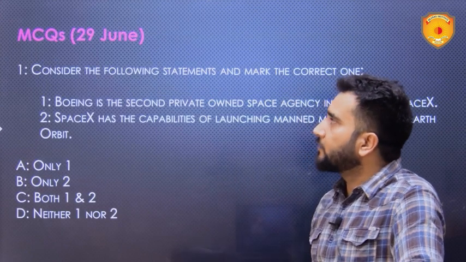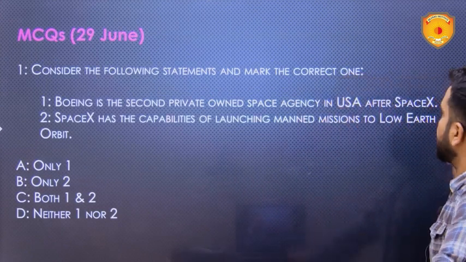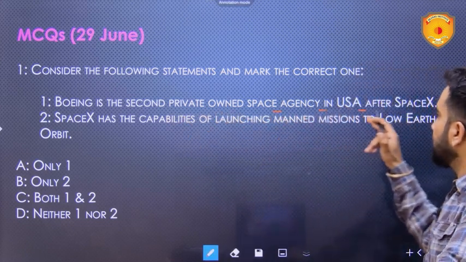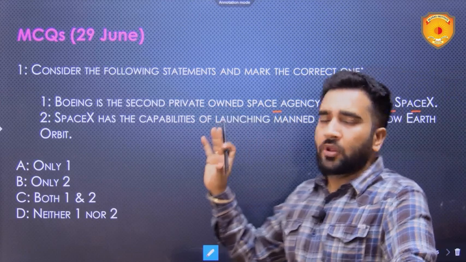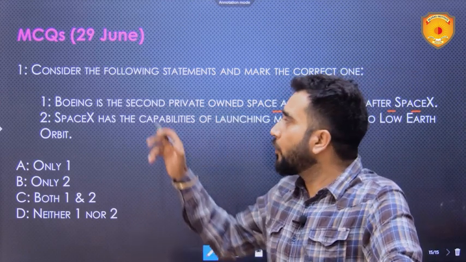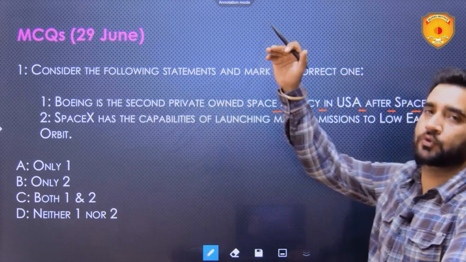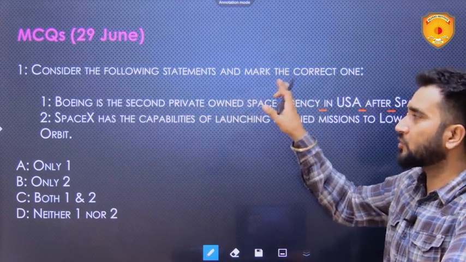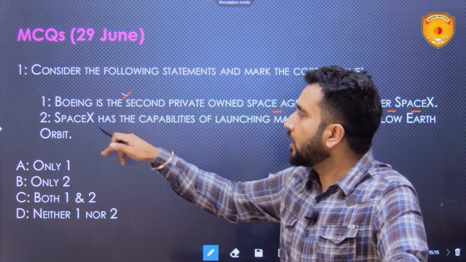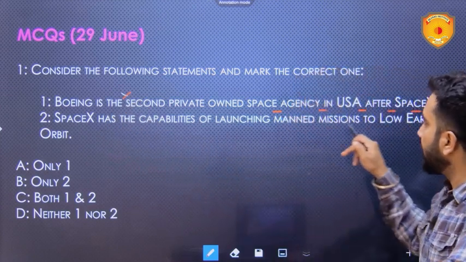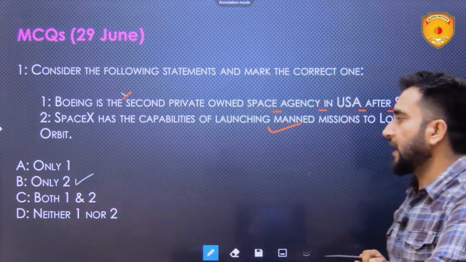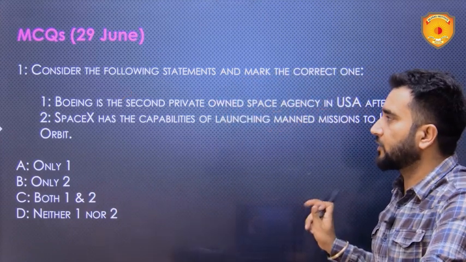Now discussing the MCQs of 29th June, consider the following statements and mark the correct one. Boeing is the second private owned space agency in USA after SpaceX. No, there are 17 private space agencies in USA. Boeing is the second to take humans to space after SpaceX. So taking humans to space is not mentioned though. This statement is wrong. SpaceX has the capabilities of launching manned missions to low Earth orbit. This is correct and hence B is the right answer for this.